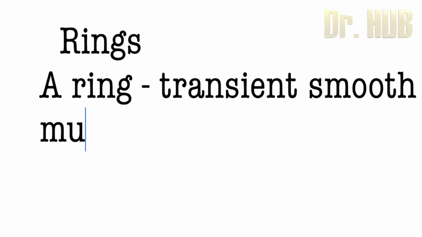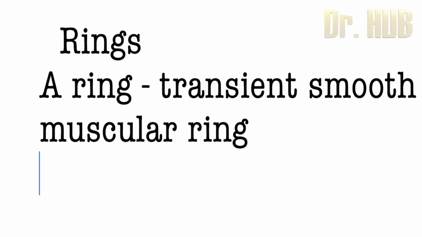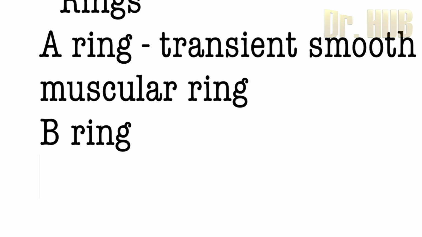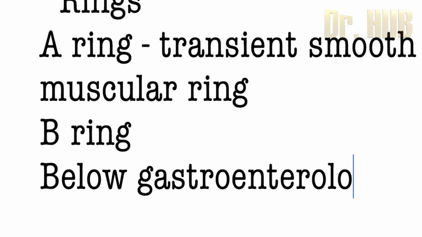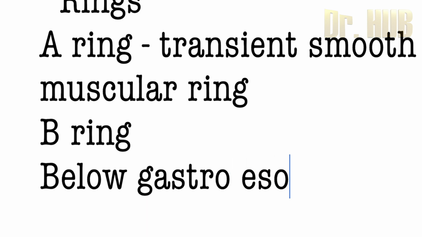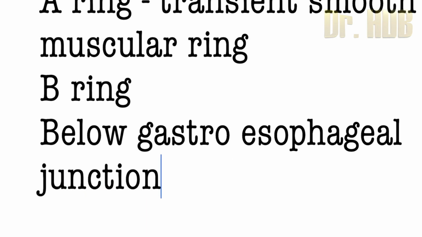Now let's look at the esophageal rings. First, there is something known as the A ring. The A ring is a transient smooth muscular ring. Then, looking at the B ring, it is below, at the gastroesophageal junction.